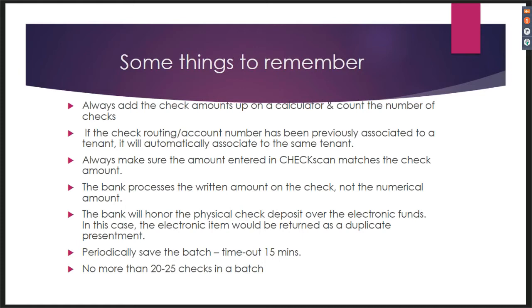So those 7 things: total the check amounts. If the routing and account number has been previously associated, it'll automatically associate to the same tenant when it's rescanned. Make sure that the amount entered in Checkscan matches the check. Make sure the written amount matches the numerical amount. Keep in mind that the bank's going to honor a physical deposit over an electronic deposit. Periodically save the batch and don't have more than 20 to 25 checks in the batch.